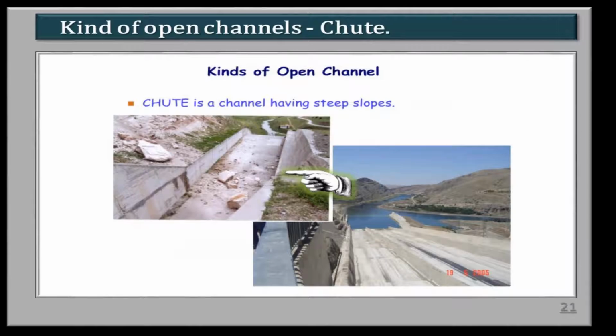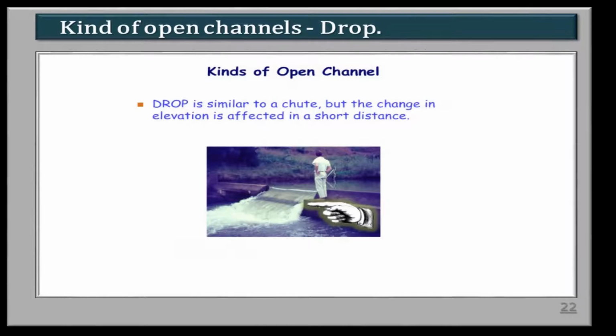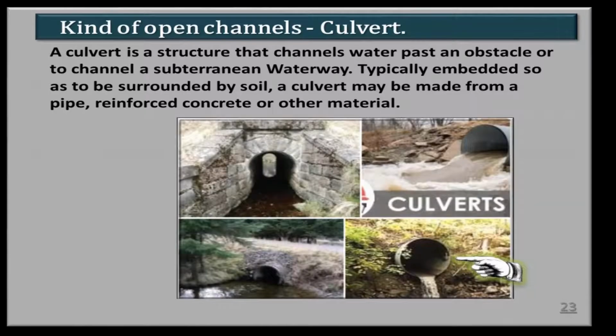Open channels. Chute is a channel having steep slopes. Open channels. Drop. Drop is similar to a chute, but the changes in elevation is affected in a short distance. Open channels. Culvert. A culvert is a structure that channels water past an obstacle, or to channel a subterranean waterway. Typically, embedded so as to be surrounded by soil, a culvert may be made from a pipe, reinforced concrete, or other material.